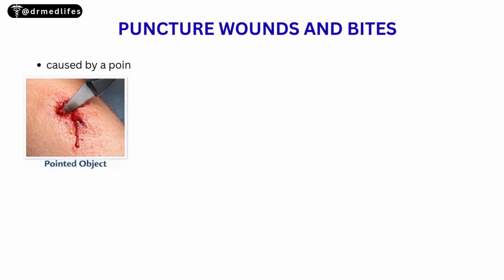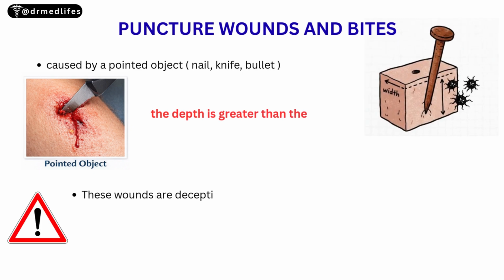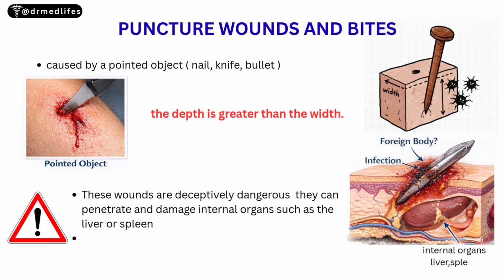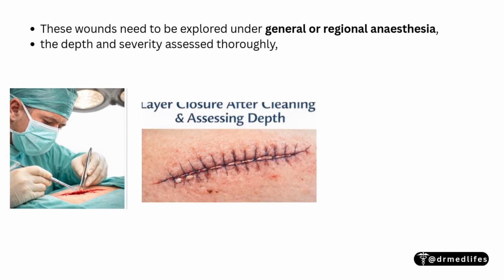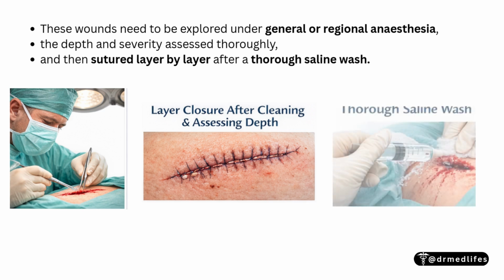Sixth one is puncture wound and bites. A puncture wound is typically caused by a pointed object, and here the depth is greater than the width. These are dangerous because they can hit internal organs like liver or spleen, and the foreign body might be lodged deep inside. These wounds need to be explored under general or regional anesthesia. The depth and severity are assessed thoroughly and then sutured layer by layer after a thorough saline wash.